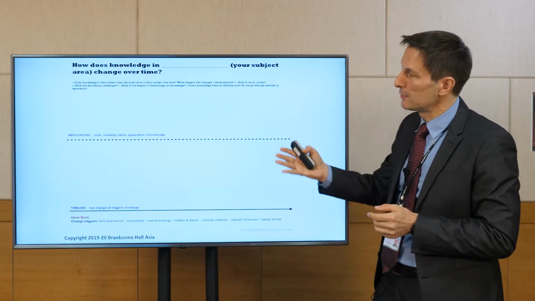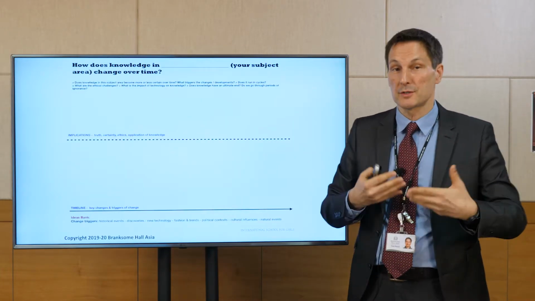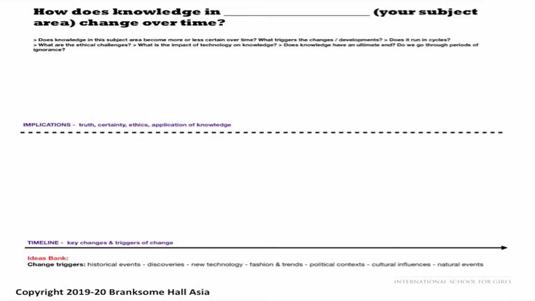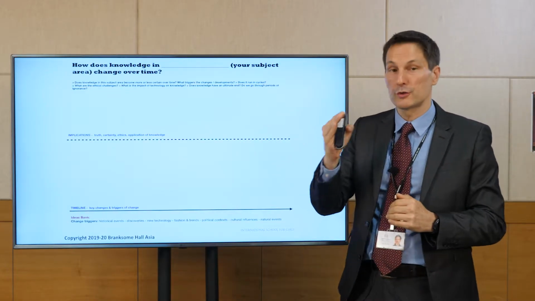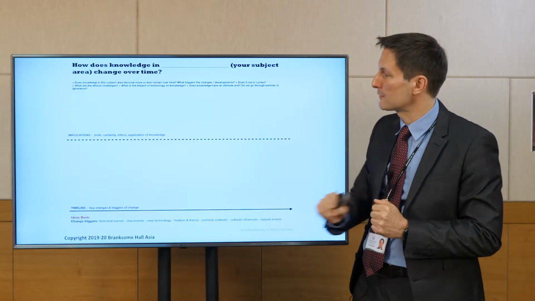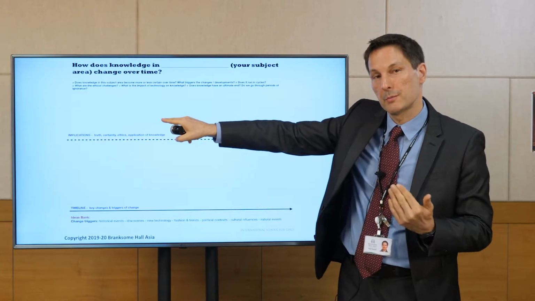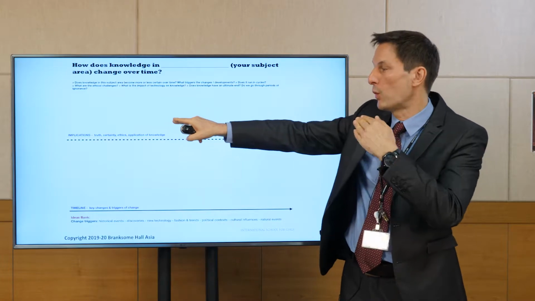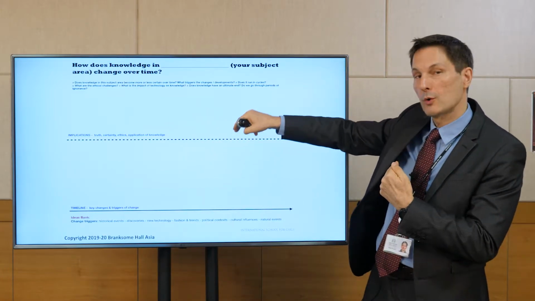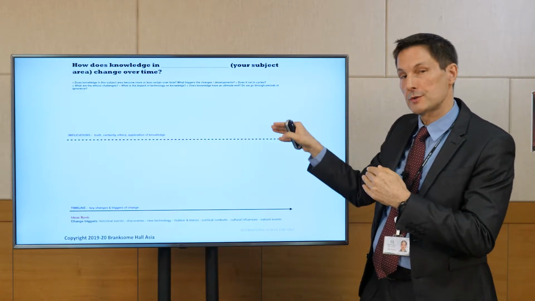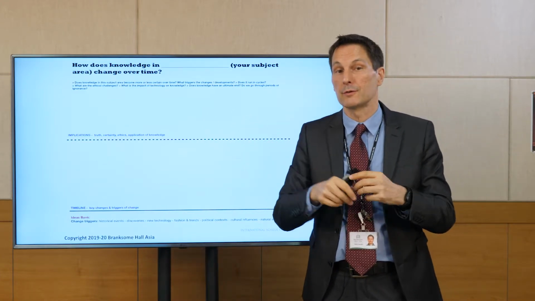And this is another visible thinking routine, which is essentially asking that question: how does knowledge change over time? And what students do here is they will draw a graph based on their research of how knowledge has changed, and they'll look at the shape of the graph, and they'll ask themselves, well, what happened at this point that made knowledge move forward? And then why did knowledge move down at this point in history? And then why did it go up again? And so the graphs across the different areas of knowledge can look very different.